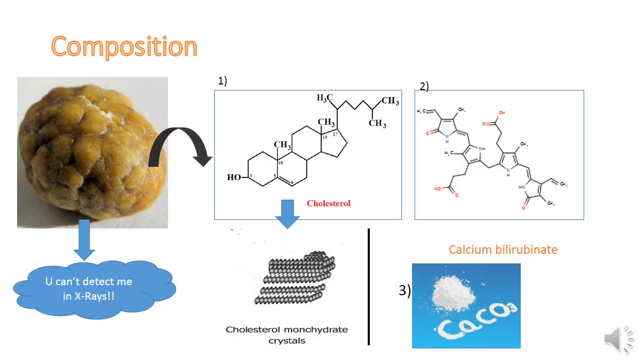As it is pure cholesterol gallstones, it mainly consists of cholesterol, about 90%, and this cholesterol is in the form of cholesterol monohydrate crystals. Now, what are these cholesterol monohydrate crystals? Well, we'll learn this in a minute when we learn the pathogenesis of cholesterol gallstones. Now, the remaining 10% also contains calcium bilirubinate and calcium carbonate. And yes, these pure cholesterol gallstones are radiolucent, that is, you can't really detect them in X-rays.